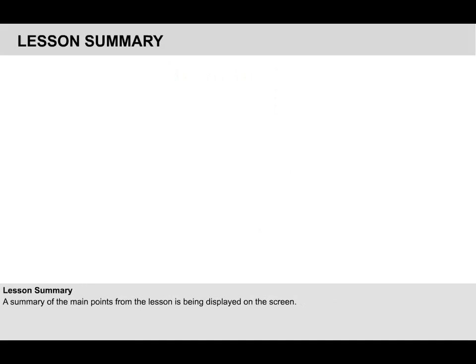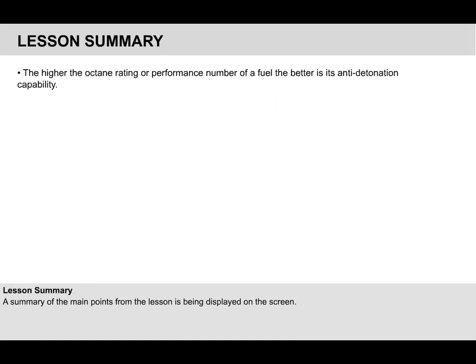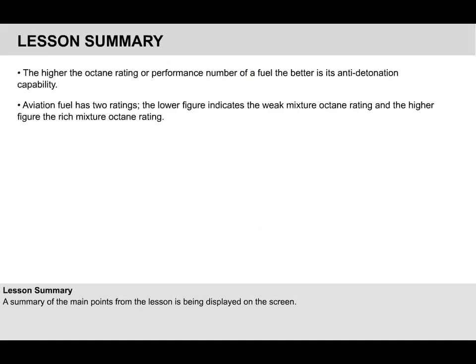That is the end of the lesson. Here are the main points you should take from it. The higher the octane rating or performance number of a fuel, the better is its anti-detonation capability. Aviation fuel has two ratings. The lower figure indicates the weak mixture octane rating, and the higher figure the rich mixture octane rating.